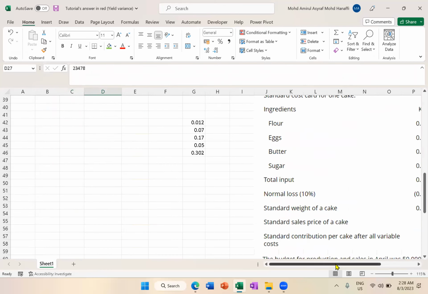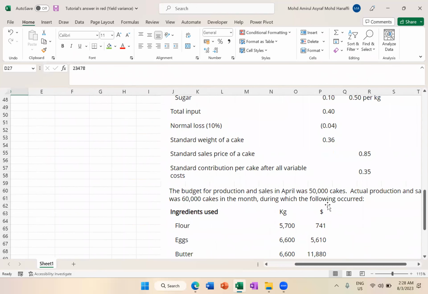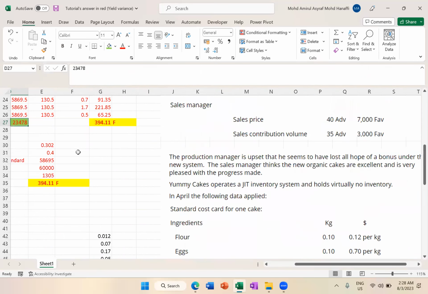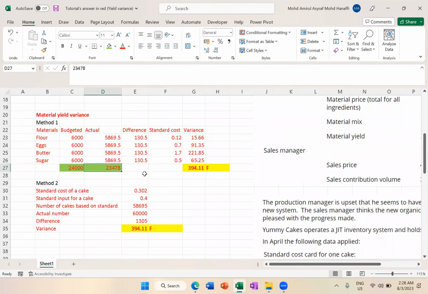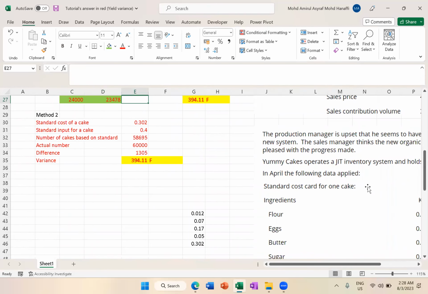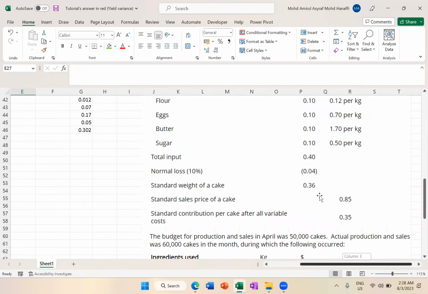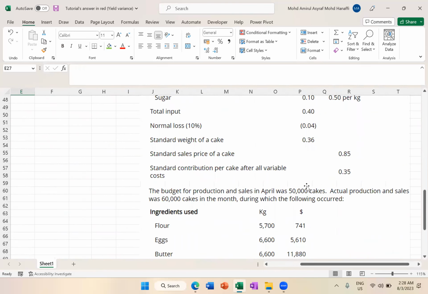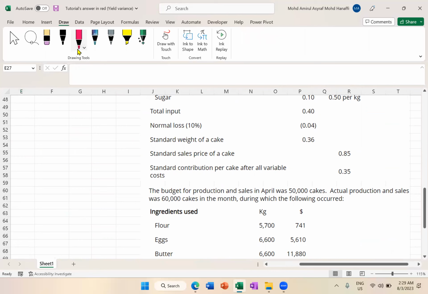If you look at the question, there is budgeted sales or production of 50,000, you can ignore that, because for usage you will need to go for actual usage. And therefore, for actual usage, you need the actual production. So the 50,000 here is actually a distraction. You will focus on 60,000 cakes. In other words, when the actual output is 60,000 cakes, what would be the budgeted input and what would be the budgeted output?